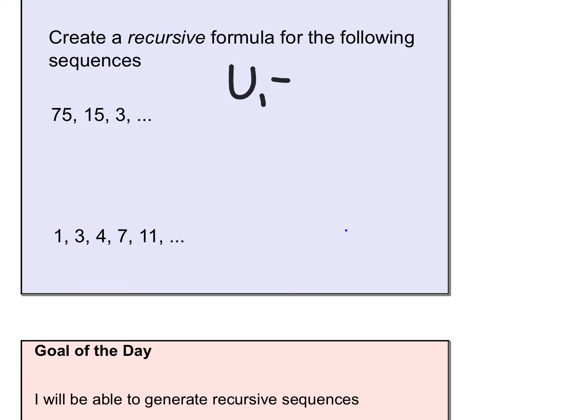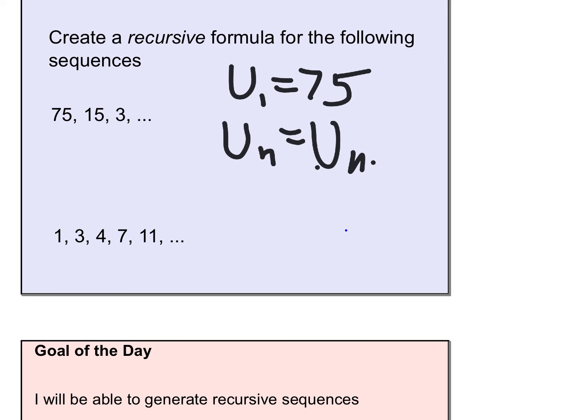U sub 1 equals... Parker, what's U sub 1 here? 75. Good. Sage, what always comes next? U sub n. And this, yep. And then we got to say what happens. Do we add 6 each time? Do we like times by 1/2 each time?